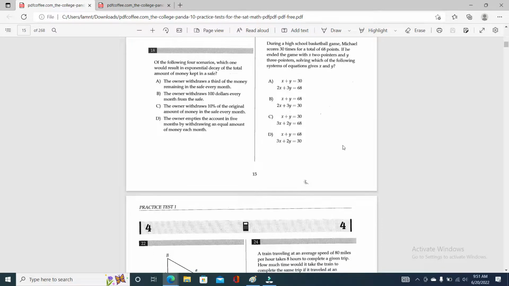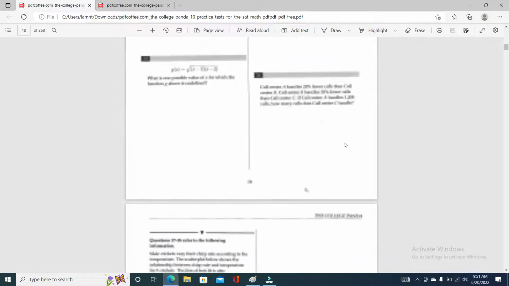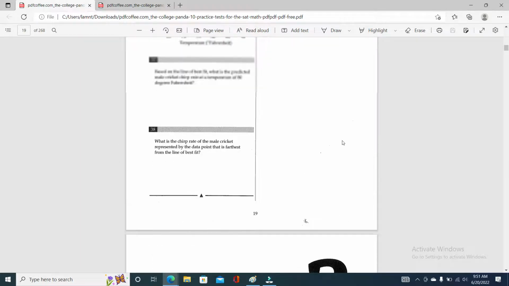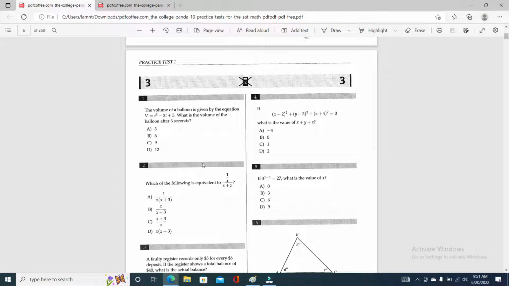So there you go. Those are some questions covering graphs and functions. So let's check the first test now. Okay, let me show you the first test now. Question 1.